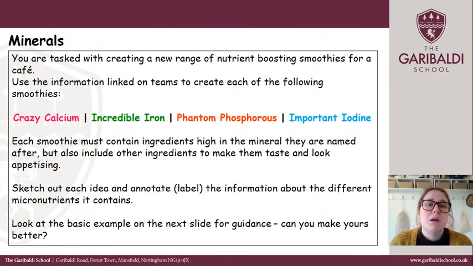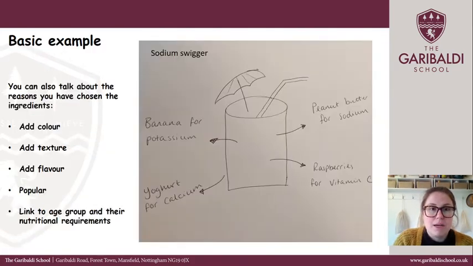Each smoothie must contain ingredients high in each of those minerals. So for example, the calcium smoothie must be high in calcium, but you can use lots of other ingredients in there as well, just to up their vitamin and mineral content. I want you to sketch out the idea and annotate it, or label it, with the information about each of the different nutrients that are found in there and the ingredients that you have used. I will show you a very, very quick example on the next slide.